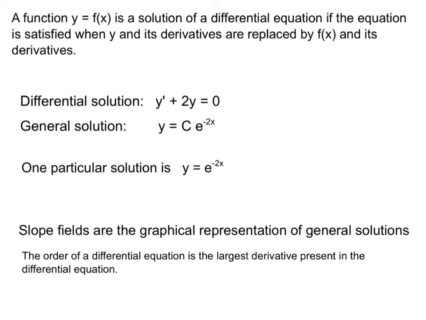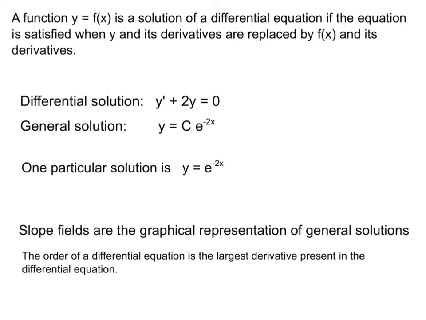So a function y equals f of x is a solution of a differential equation if the equation is satisfied when y and its derivatives are replaced by f of x and its derivatives. So for instance, here's the differential equation, y prime plus 2y equals 0. The general solution of this equation would just be the function y equals ce to the negative 2x, which you'll recognize as an exponential function with a base of e. And one particular solution, so for instance when c is 1, would be this equation right here.